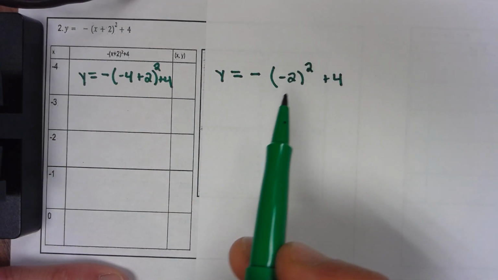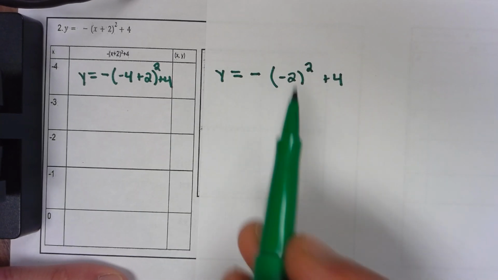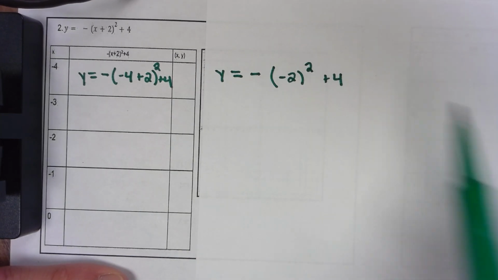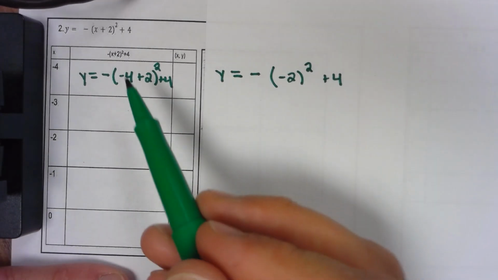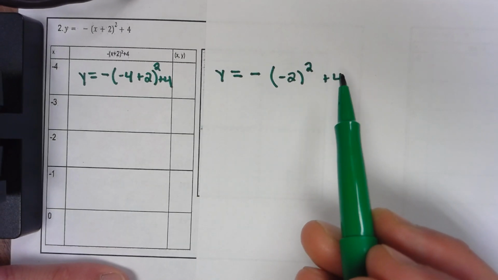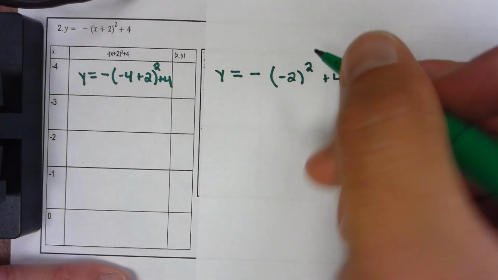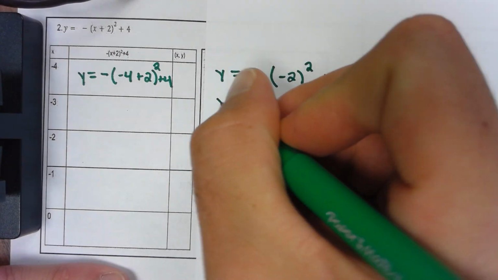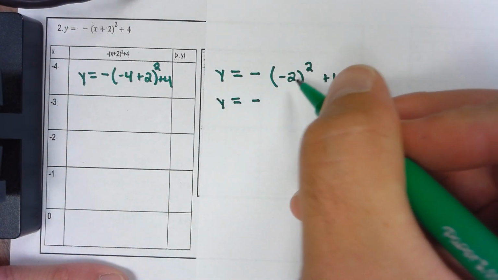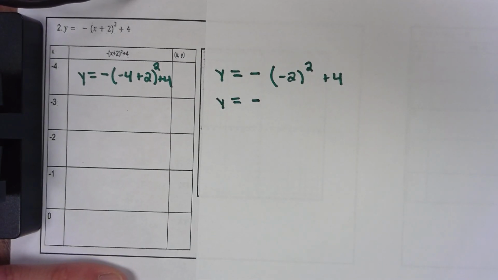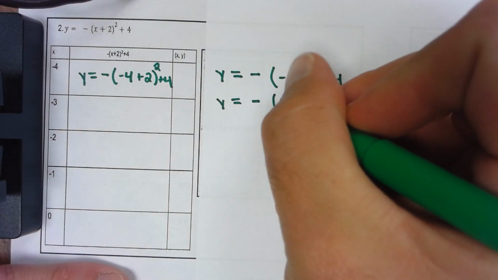Now, as I've been grading quizzes, a lot of us have been doing these orders incorrectly. Remember, we have to think GEMS. We just did the grouping symbols. After grouping symbols are exponents. So negative 2 squared means negative 2 times negative 2, which is positive 4.